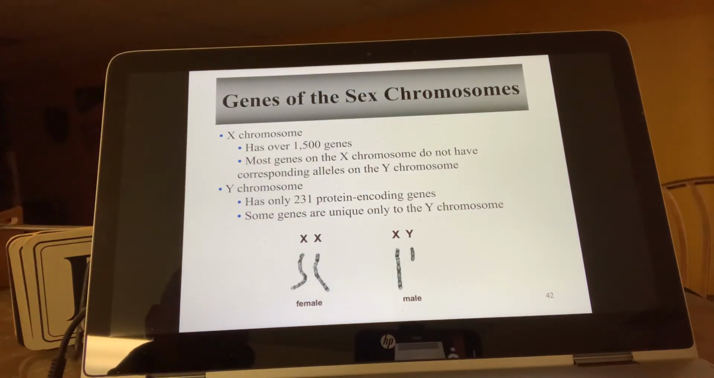Again, the X chromosome looks similar to the other chromosomes. It contains about 1,500 genes, and again, you have a homologous pair of them in a female. In a male, you do not. You have an X chromosome and then a much shorter Y chromosome. The Y chromosome is much shorter than the X. It only carries about 231 protein-encoding genes, one of them being that SRY gene that produces male phenotypic structures.